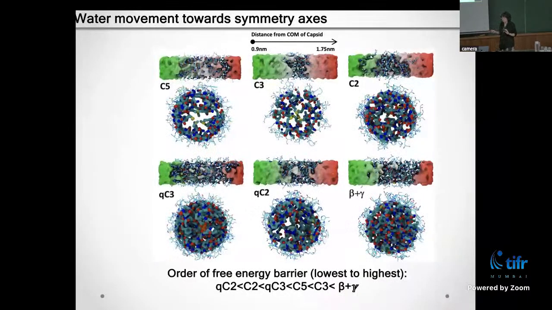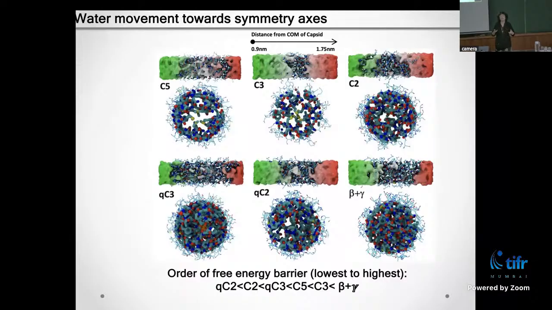And without going into too much detail, what we found was the order of free energy barriers for water release, if we go from lowest to highest: the lowest barrier was at the quasi C2 and the C2, followed by C3, C5, quasi C3, C5, and then C3. And finally, the center of the capsid protein, where obviously there is the highest barrier because the protein is right there.